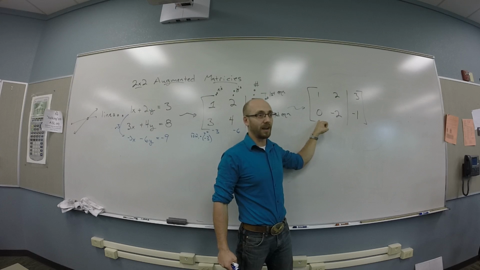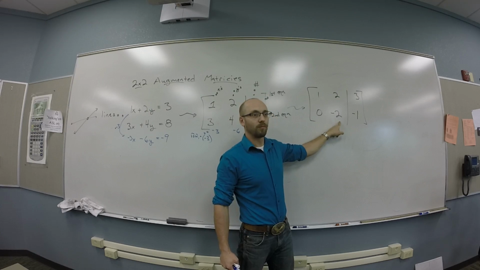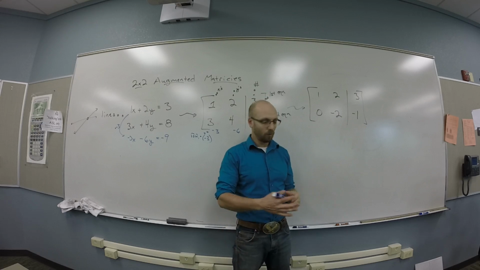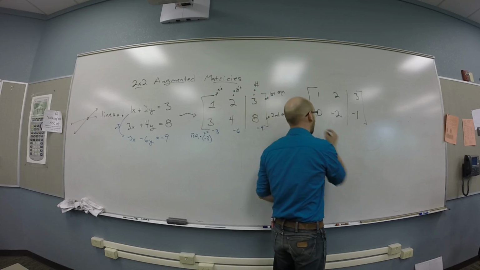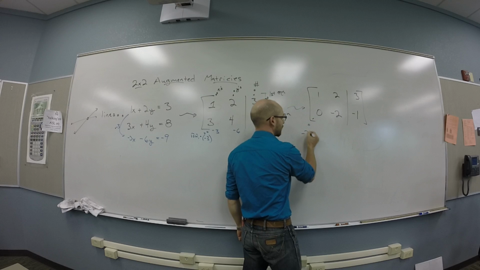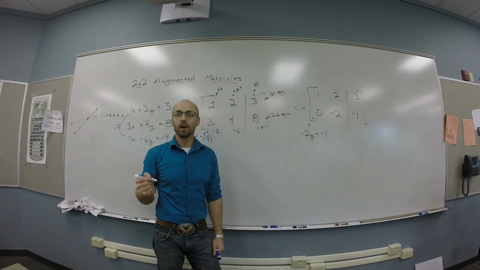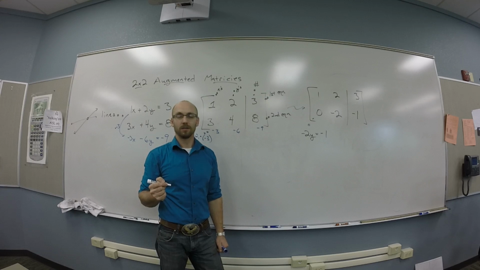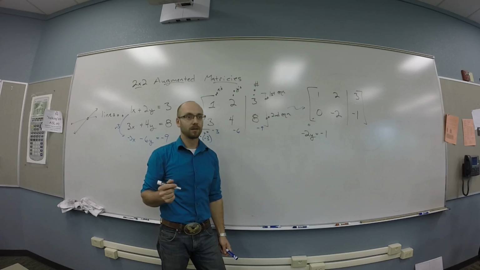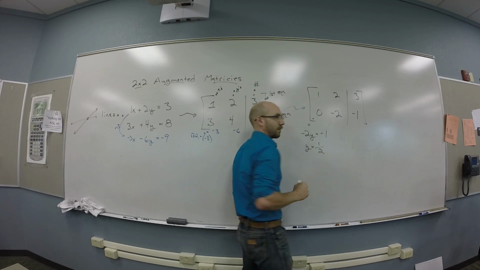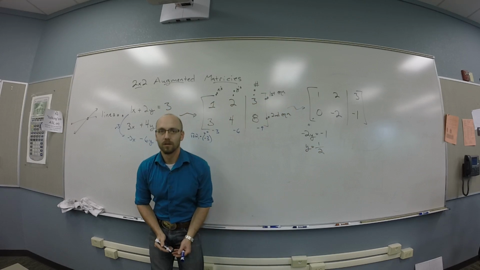No x's, right? Negative 2y minus 2y's equals negative 1, right? So that guy represents negative 2y equals negative 1. Now I know what y is. You guys see that? Y is 1/2. Cool.